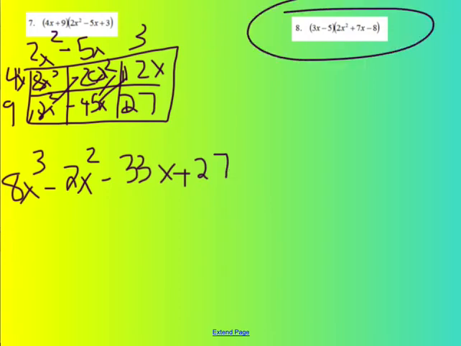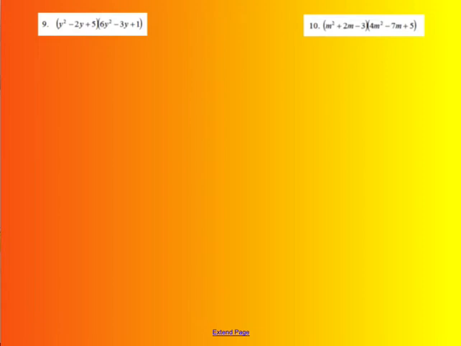So what I would like you guys to do is go ahead and try number 8 on your own. If you're struggling to do it, go ahead and bring the note sheet on up to me so we can do it together. Okay, so let's take a look at number 9. So for you guys, you have a little 5 on the outside there. So what you want to do with that 5, first and foremost, is distribute it into everything.